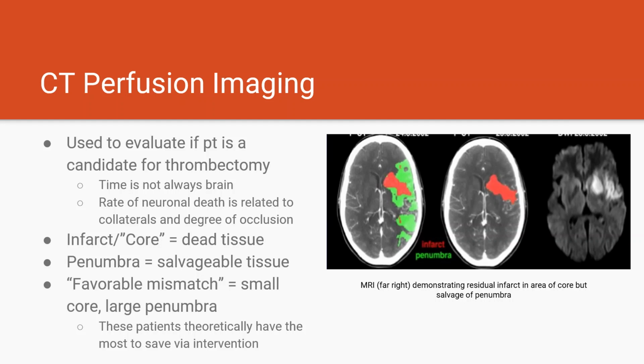And then on the right side, you can see an MRI performed later that shows that the stroke really ended up only involving tissue that had been dead prior to intervention. So only the core is involved, and pretty much the entire penumbra was saved. And it's pretty amazing. And we actually are seeing this more and more. And it's just a cool thing to be part of.